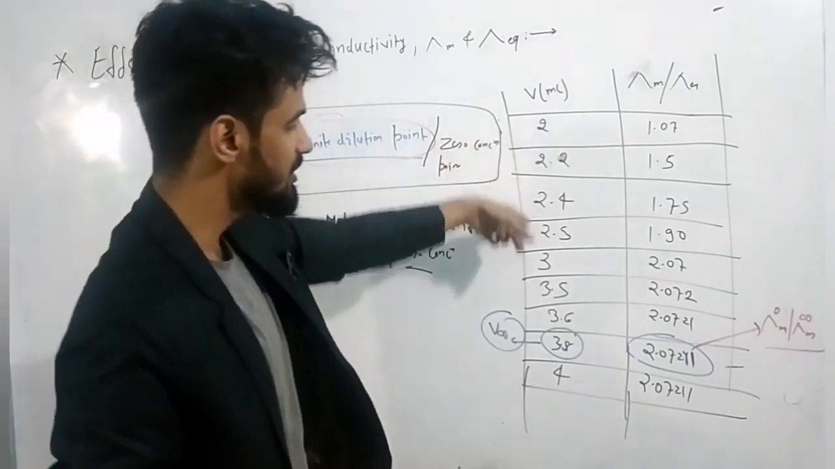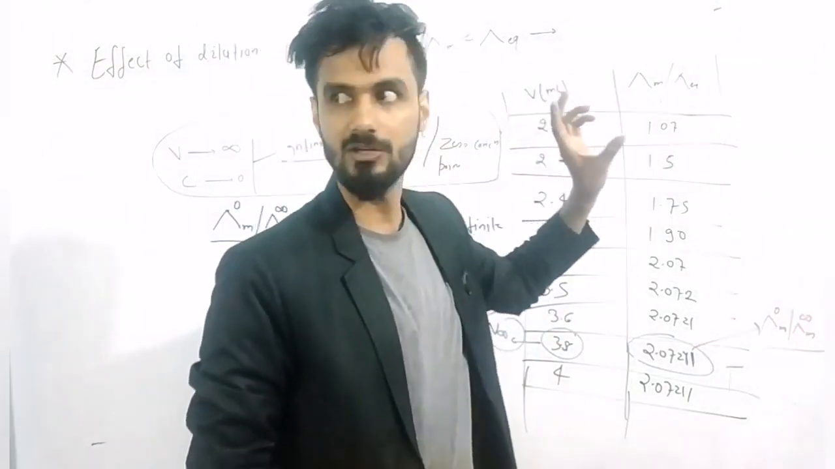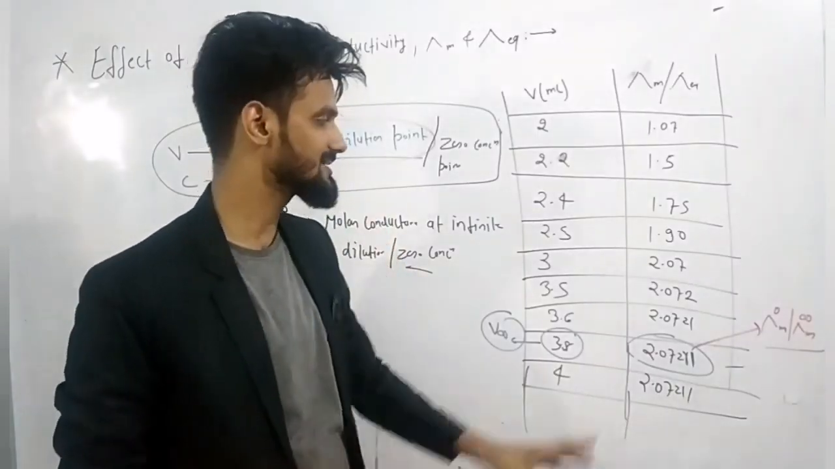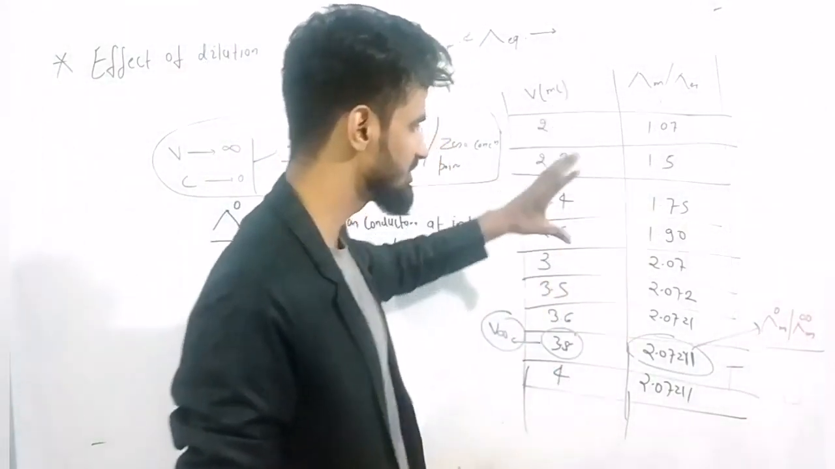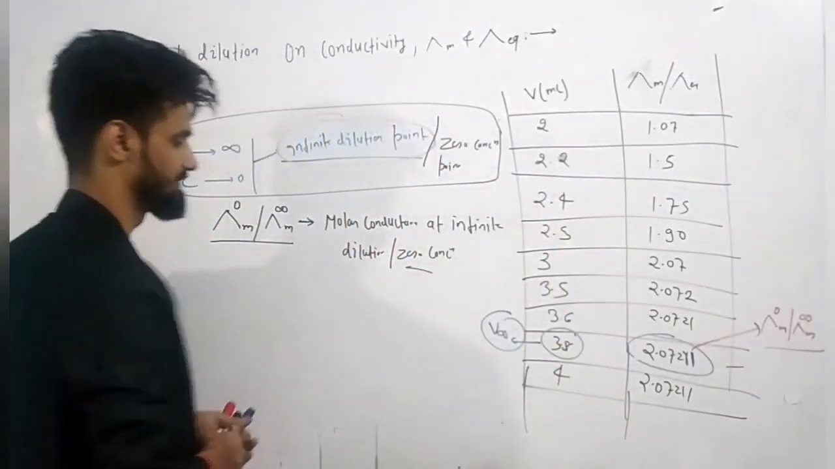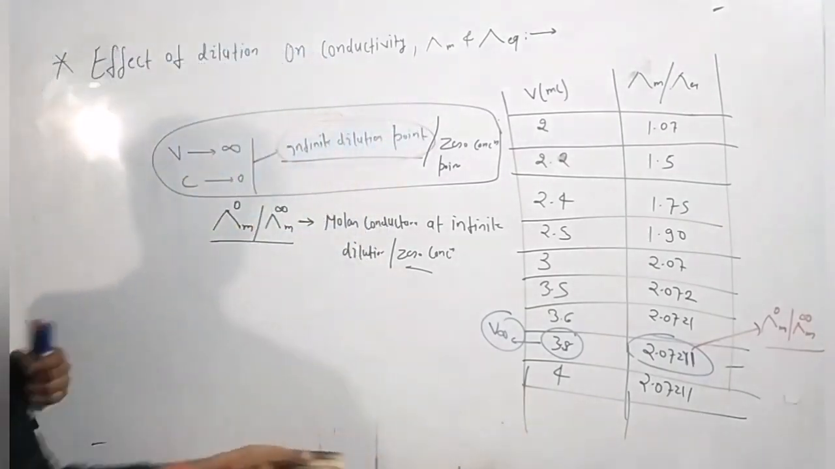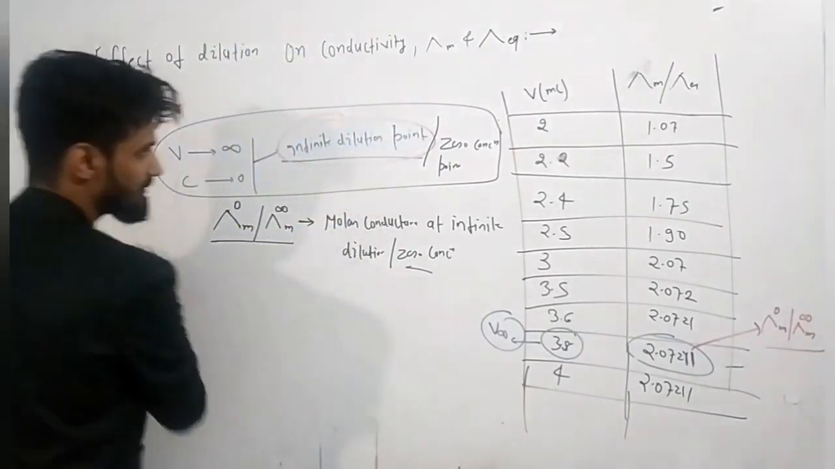At which the volume corresponding to which kappa molar or kappa equivalent is not going to be same, that point will be called as the infinite dilution point. Okay, so I think up to this point it's very clear. Just jot down fastly.